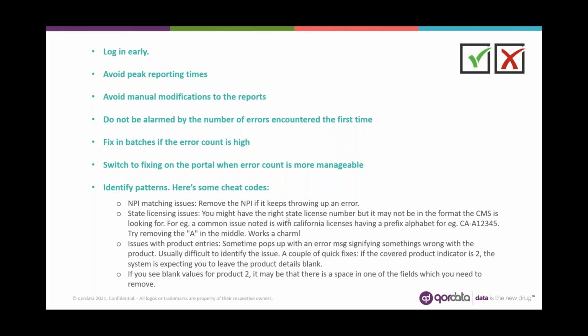So for example, with some common issues that I've put down on the slides, NPI matching issues. If you're not able to find the right NPI for a person, you've tried multiple iterations, multiple times to get the NPI in, but you're not able to do so, just try removing the NPI, because that has worked for me as well, right? It may be that something's updated on the validated physician list, for example, which hasn't yet been reflected on your report.